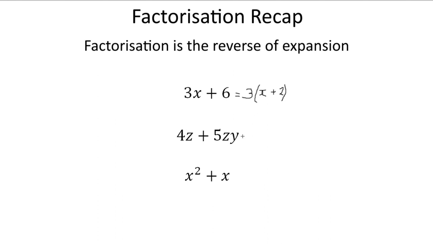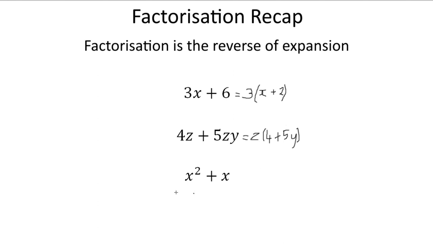In the next situation here, we can say again, in this case, the common factor is z. So we take the z out, and then we have 4 plus 5y. So again, you can see here that you're dividing z through by everything here. So 4z divided by z is just 4, and then 5zy divided by z is 5y, and then the z goes on the outside.